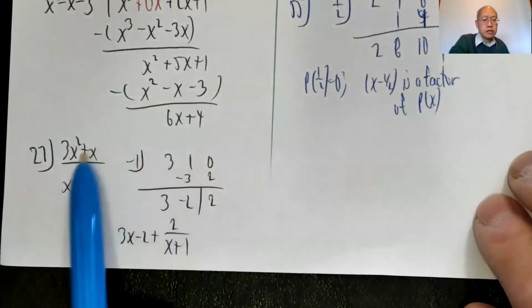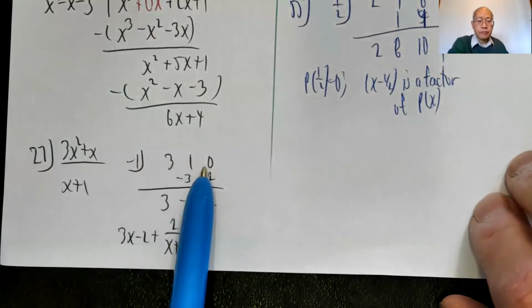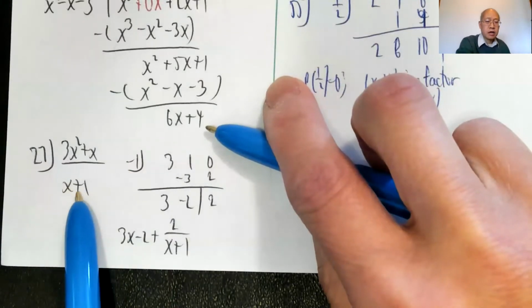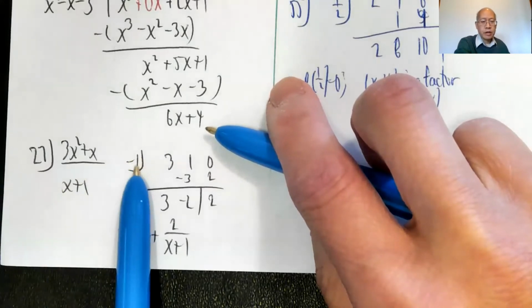So I just put the coefficients 3, 1, and 0. 0 is the constant. And if I'm dividing by x plus 1, you put negative 1 here. You change the sign of this. Another way to think of it is, what number makes this 0? Negative 1. Negative 1 goes there.